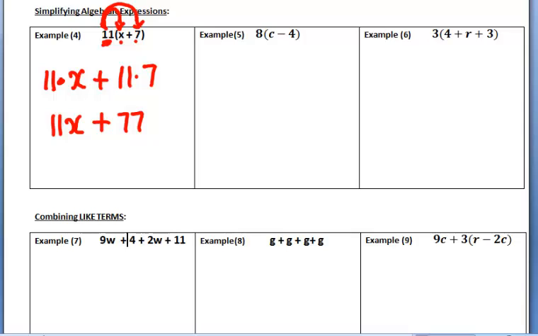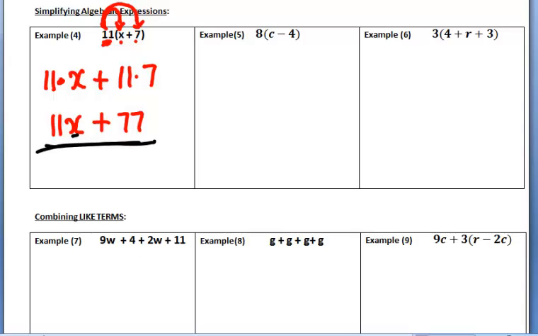Now, can I add these two terms? Can I do anything with them? Not really, because they are different terms. That means unlike terms. They don't have anything similar, because remember, we talked about this in class. Like terms are the ones that have the same variable to the same power. Now, 77 has no variable. It's a constant, whereas 11x has a variable. So this is my final answer.